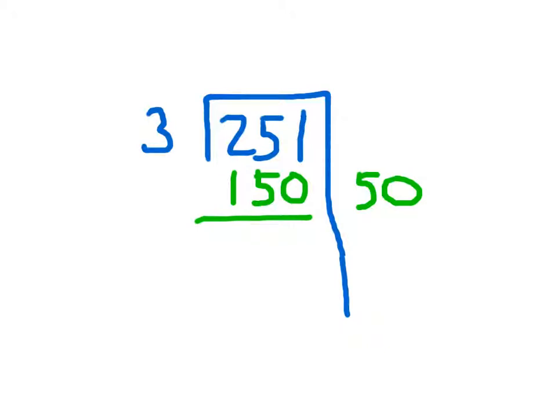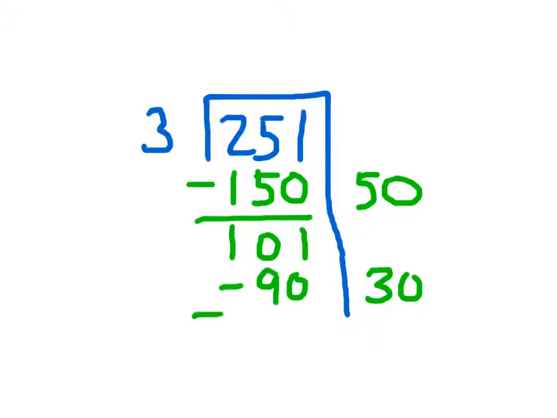150. What we do is we take that away from what we're dividing. So we go 251 minus 150, and what we get there is 101. At that point, we take a look again, and we have 101 divided by 3. Let's see, we can go ahead and use 30 there. So 30 times 3 is 90, and 101 minus 90 is 11.